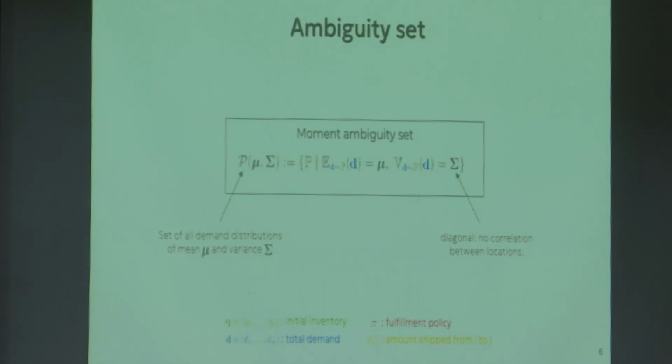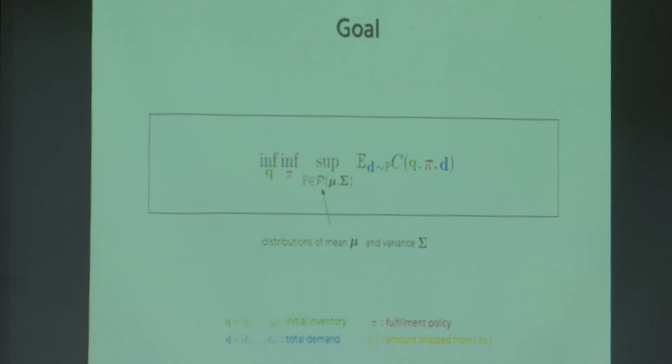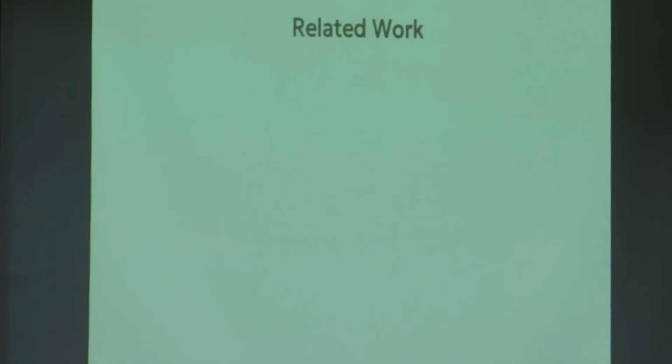Okay. And our goal is to find an inventory policy and a fulfillment policy that minimizes the worst case expected cost over this ambiguity set.